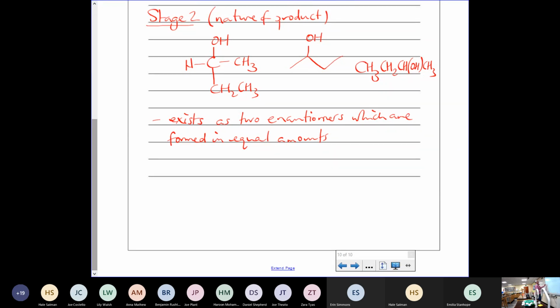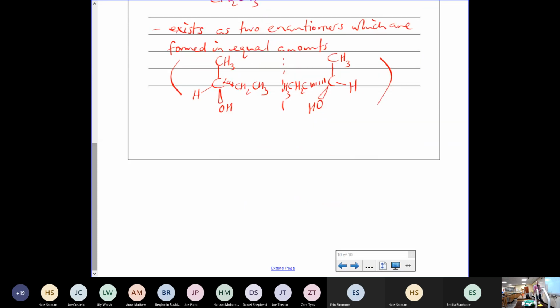We could draw the optical isomers here. So another alternative would be to simply draw this one. There's the other. So if we drew them and we wrote that they were present in equal amounts, that would also clock up the marking points for stage 2. And the final stage is to talk about optical activity.